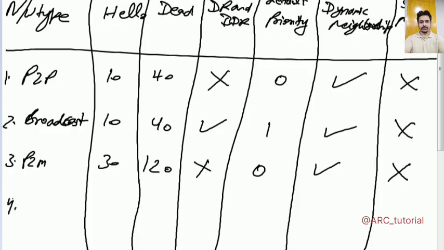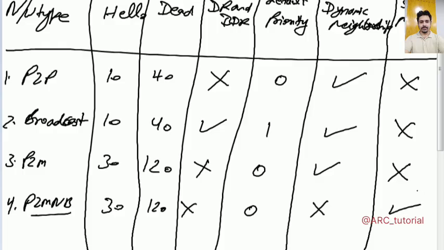By default, internet point to multi-point non-broadcast. Broadcast also exists, sir. Let me complete it first. Okay, do it today. Point to multi-point non-broadcast 30, 120. BDR election will not be there. Default priority will be 0. Dynamic neighborship will not come up. And you have to configure your neighbor statically. Have to configure. There is no other option.